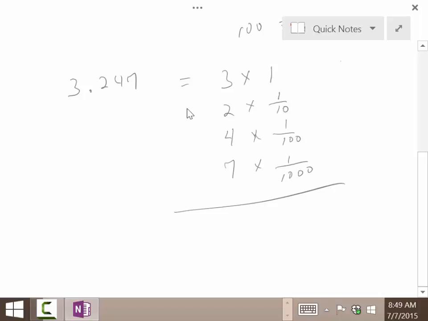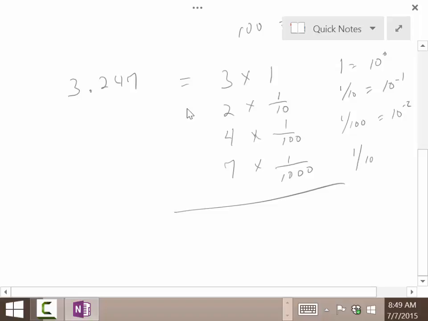So 1 is equal to 10 to the 0. 1/10 is equal to 10 to the minus 1. 1 over 100 is equal to 10 to the minus 2. And 1 over 1,000 is equal to 10 to the minus 3. Right there. So that's how base 10 works. And that holds for any numbering system.